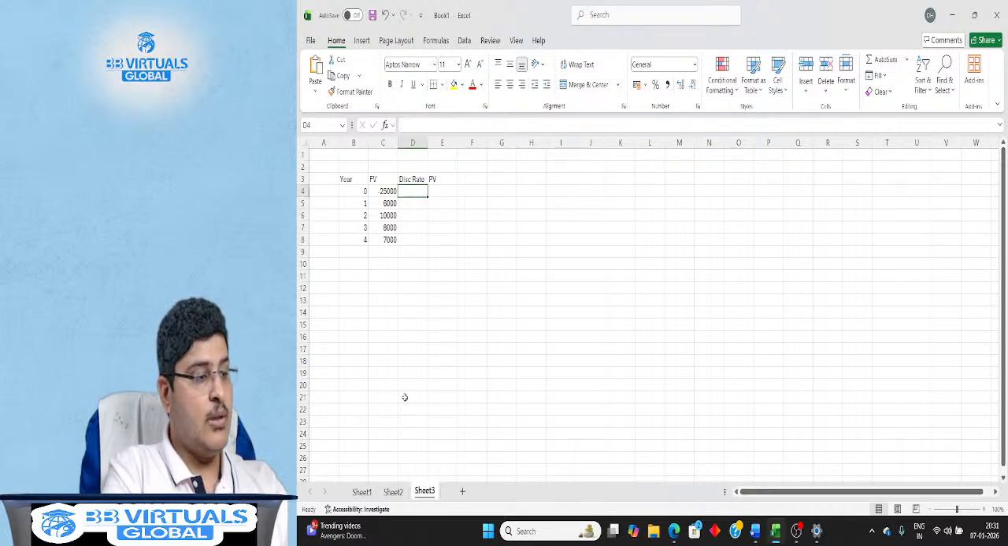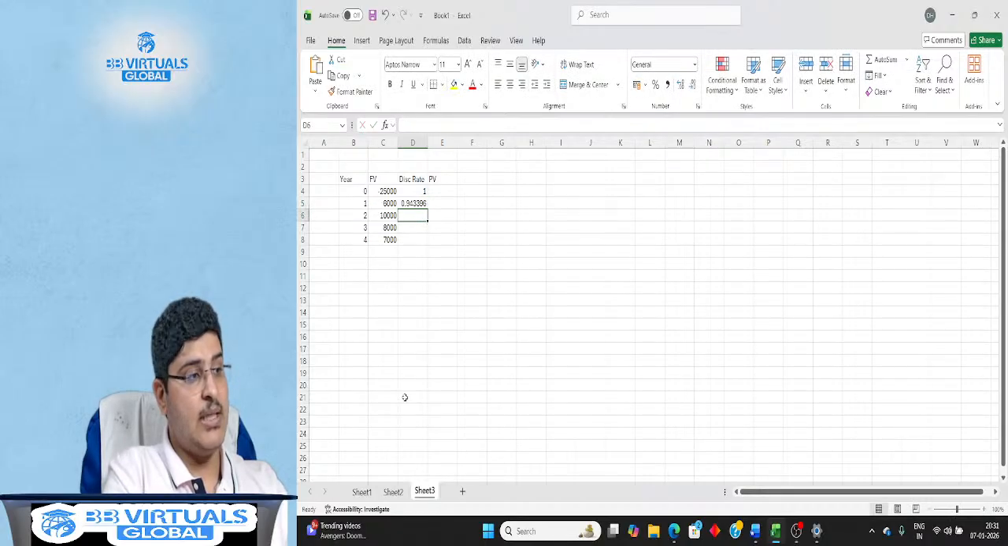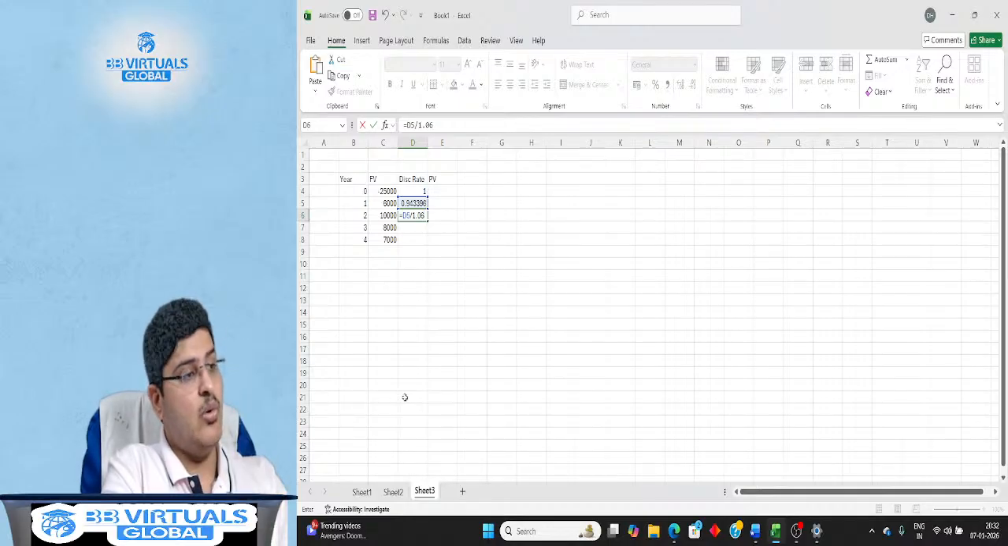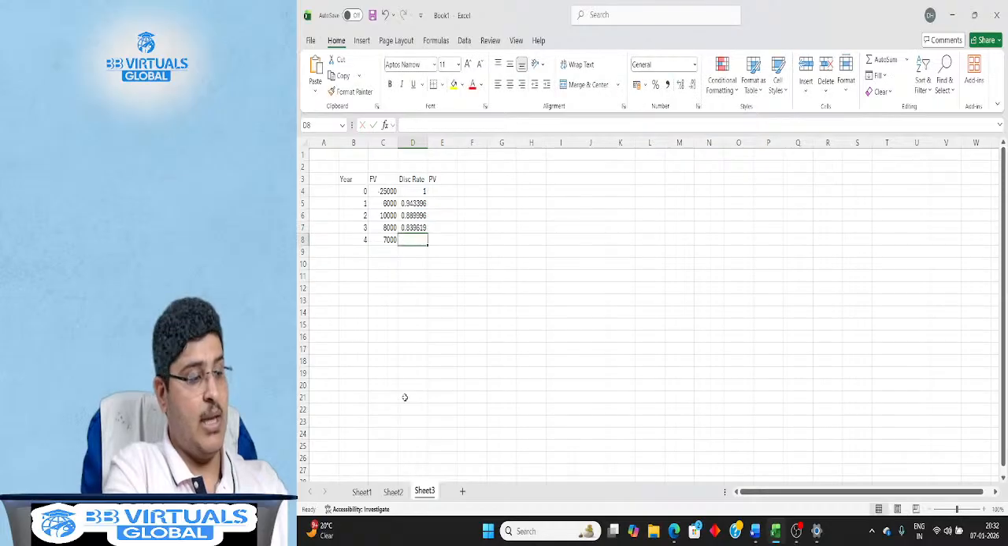What did we do over here? The discount rate for year 0 was 1. For year 1, the discount rate was nothing but 1 divided by 1.06, because 6% was your cost of capital. Now you will divide this, which is the first year discounting rate, by 1.06, because in year 2, the value of the rupee 1 in year 1, which is already 0.943, will come down, and you will keep doing the same thing. Again, I am pressing Ctrl D, so the same formula will come down.